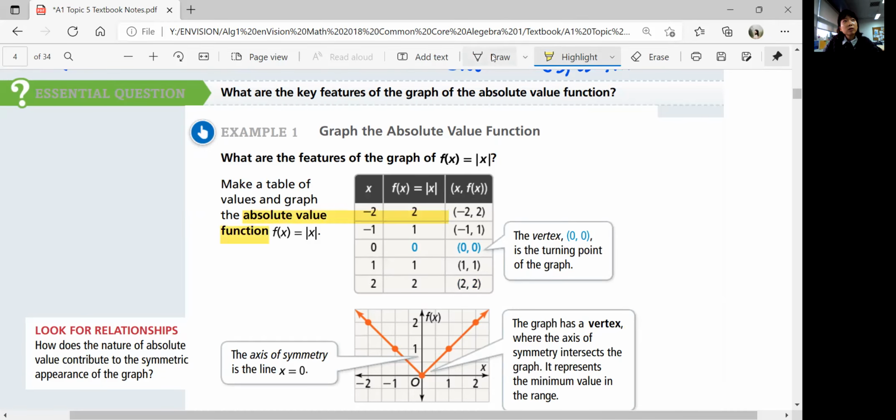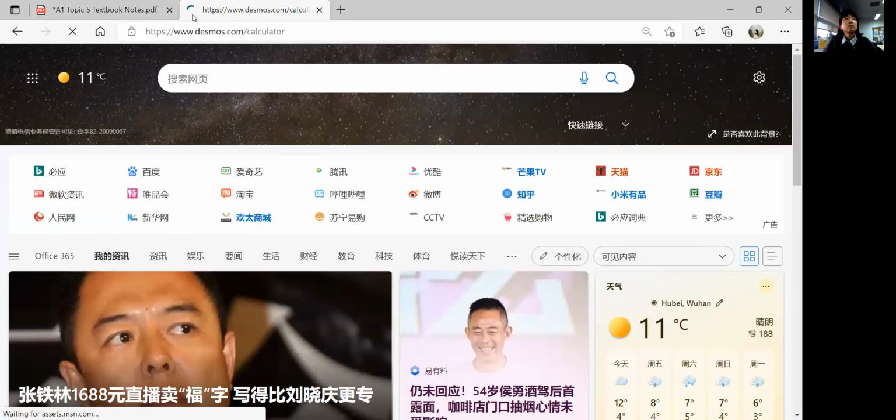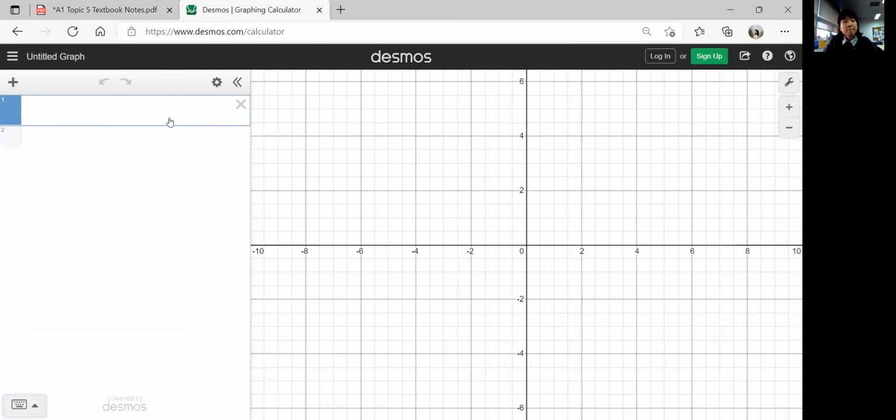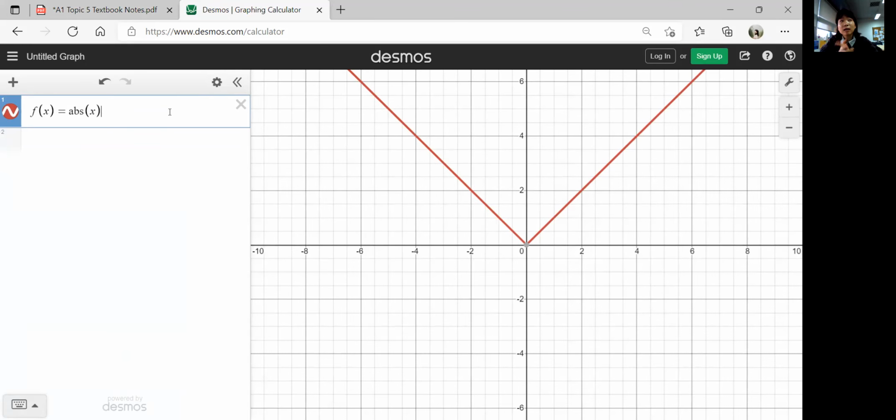Let's use Desmos and see what it looks like. So f of x is equal to absolute value x. Okay, so in Desmos, that absolute value bar could be written as ABS parentheses. Whatever goes inside the absolute value bar would go inside the parentheses after the ABS sign. And that is what the absolute value function looks like.